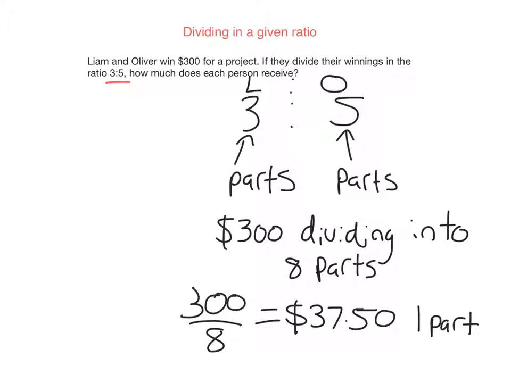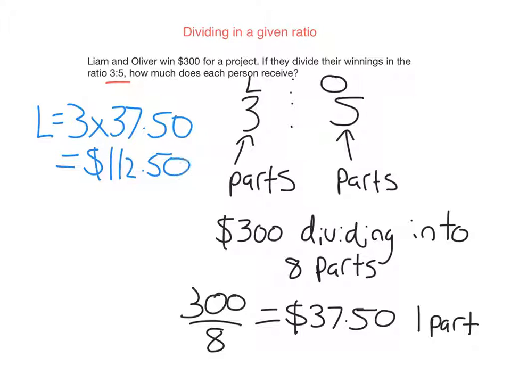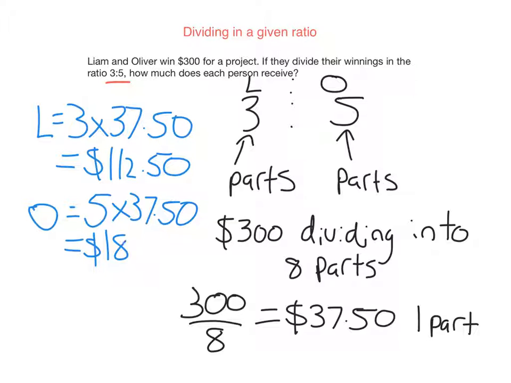So how much would each person get? Liam gets 3 of those parts. He gets 3 lots of 37.50, which is 112.50, whereas Oliver, he gets 5 lots of those $37.50. That's because he got 5 parts, and he will get $187.50. So that's how much each person gets.